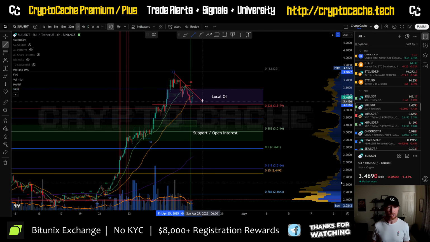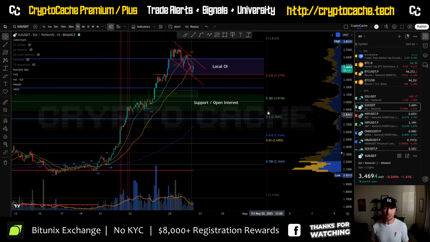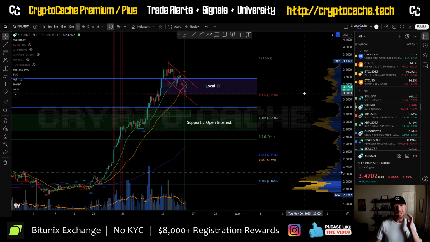So this is usually a very positive sign, and oftentimes the flags can retrace to the 0.382, 0.5 fib levels, which could put us in the $3 range, the low $3 range. I think that's less likely, but it's still a possibility. We can't rule it out yet.